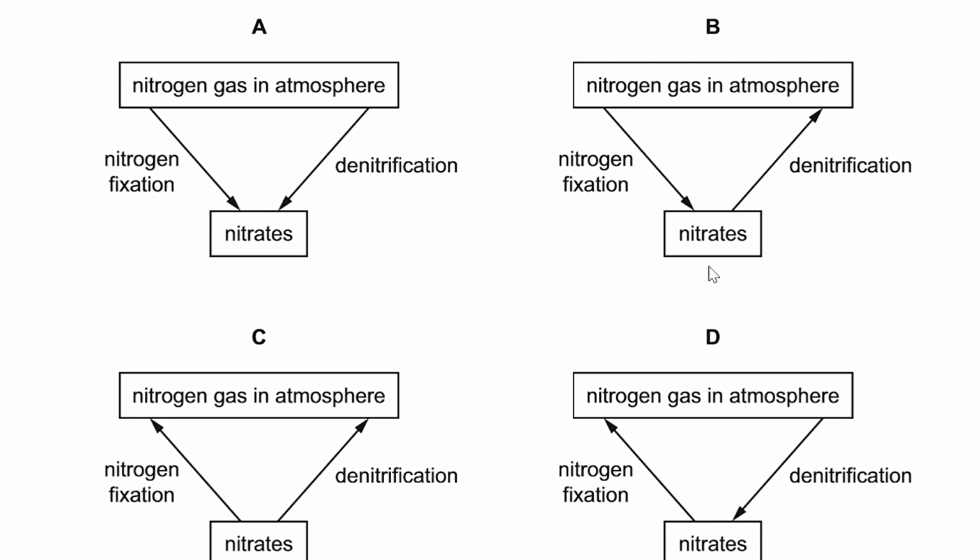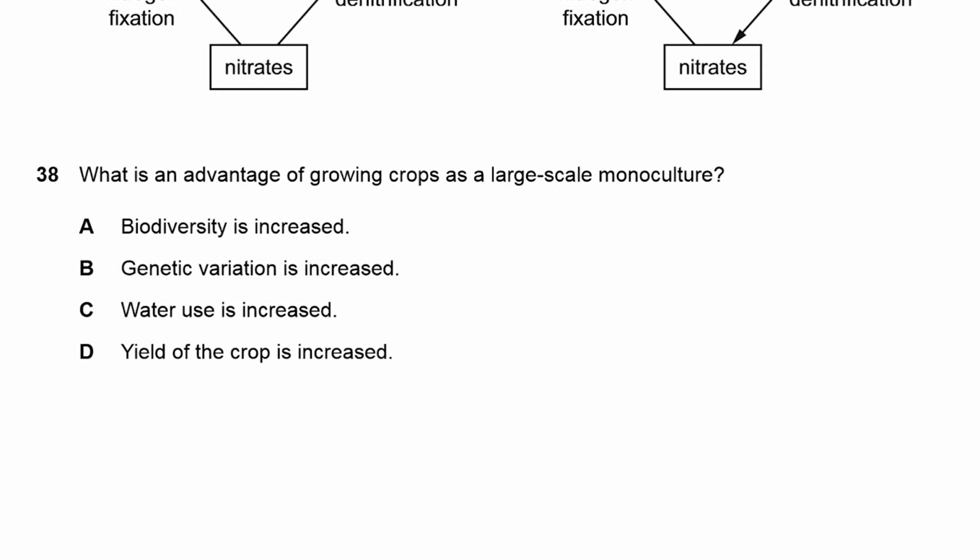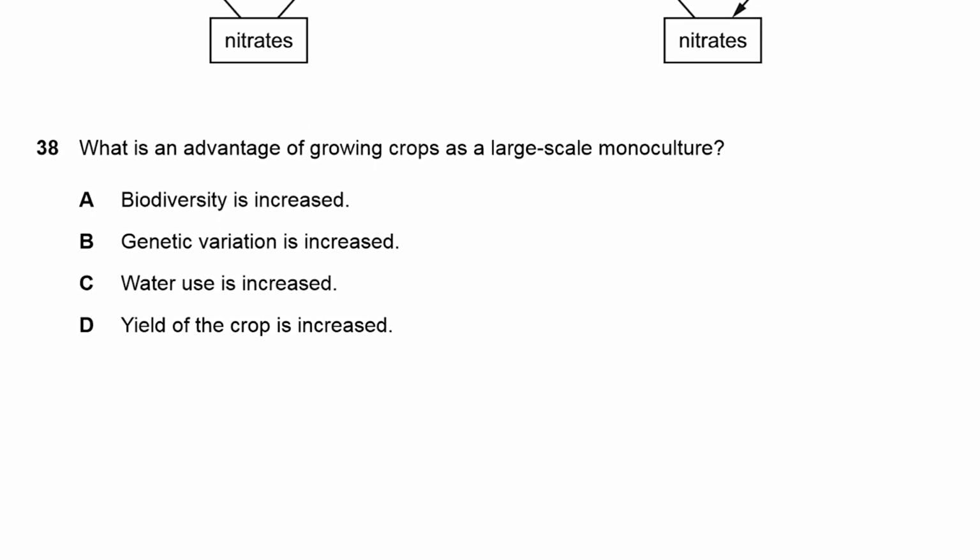C says nitrates under nitrogen fixation converts nitrogen in the atmosphere into nitrates and not the other way around. D, again, nitrogen fixation does not convert nitrates into nitrogen gas. So the correct choice is going to be B. We choose B. Number 38 says, what is an advantage of growing crops as large-scale monoculture?